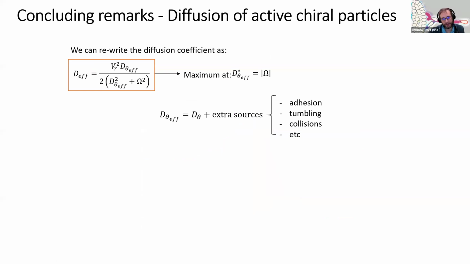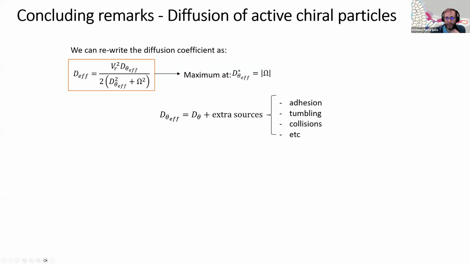And this is just the last concluding remarks: we can write our diffusion equation, the one I showed you before that was a bit more complex, in a simplified way like this, where we have this D theta effective. We can think about this theta effective as the contribution of different types of changing-direction sources. Those can come from adhesion, for example, as we observe in our case, from tumbling, from collisions, or from something else.